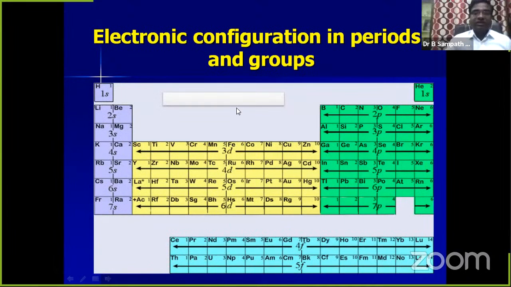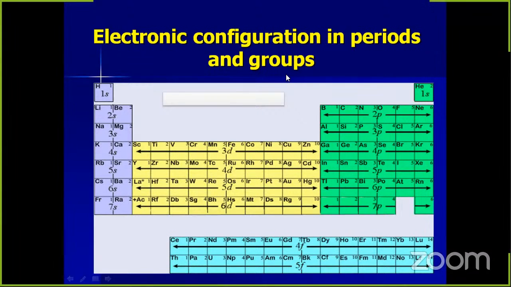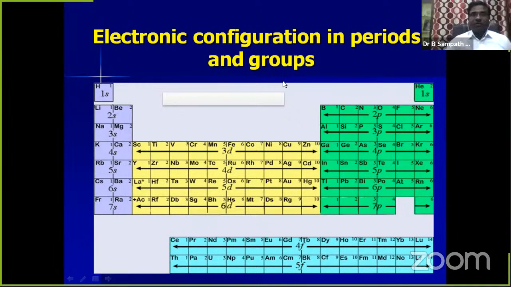And now next, children, here electronic configuration in periods and groups. See, children, a critical observation on the long form of periodic table suggests that the number of elements in each period is twice the number of atomic orbitals.